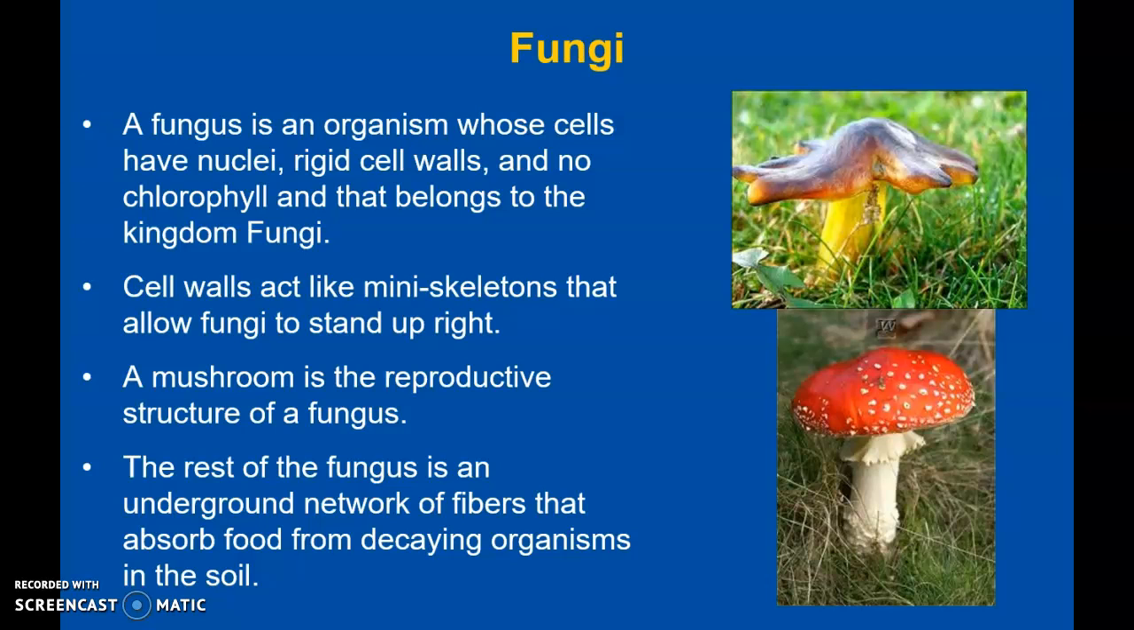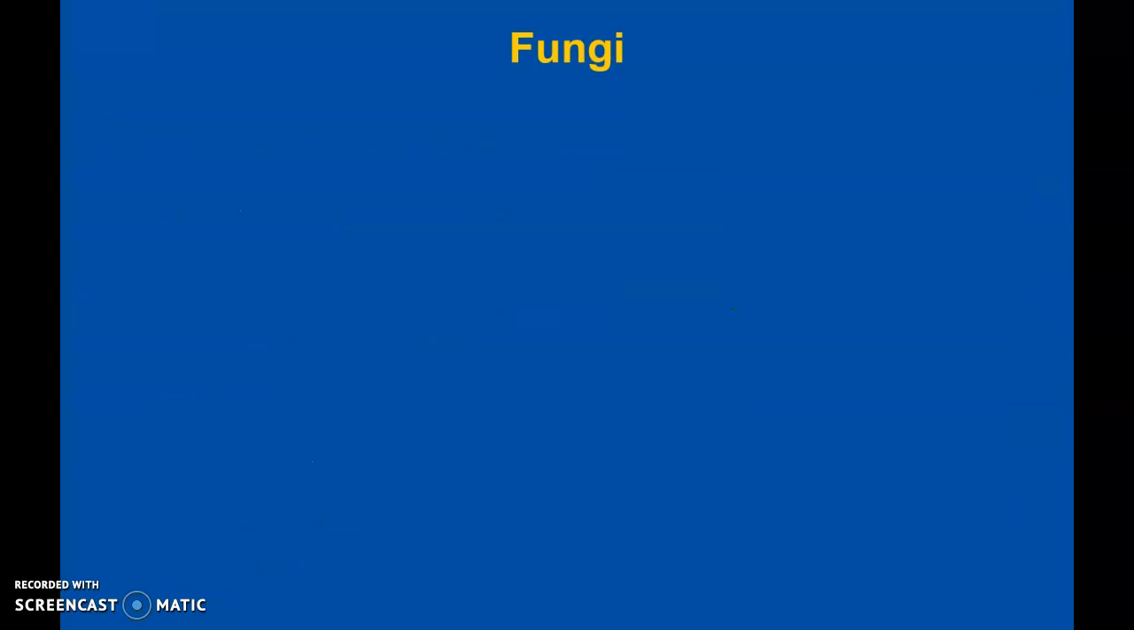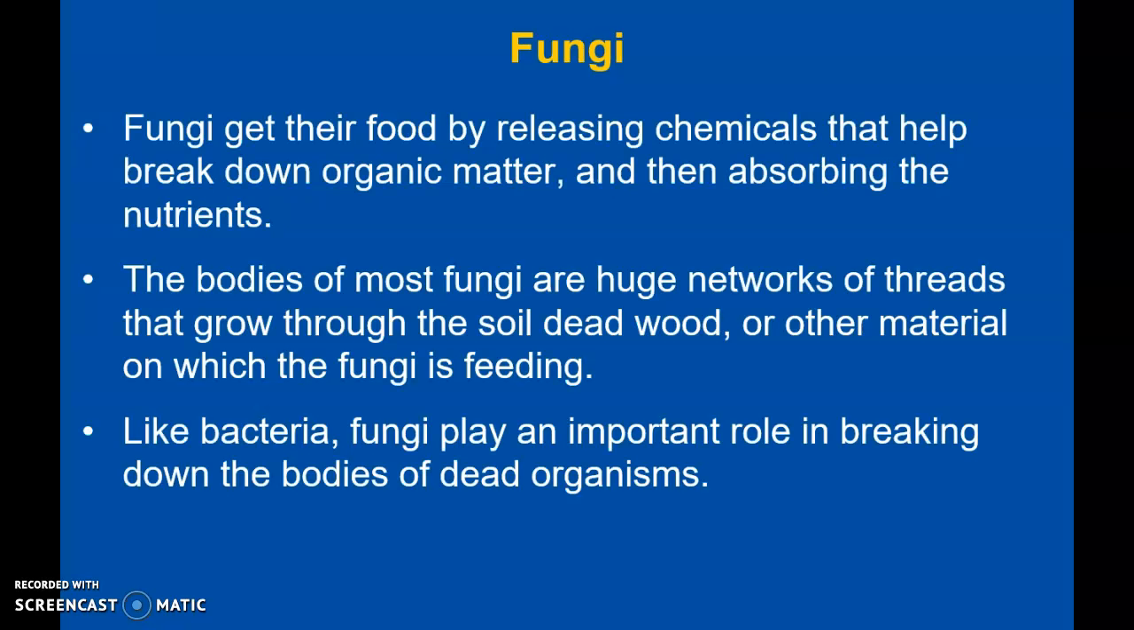So they can take those nutrients from something that's dying or dead and use it to grow. So fungi get their food by releasing chemicals that break down that organic matter. Organic is living. And then they absorb those nutrients. The bodies of the fungi are these networks of threads, and they grow through the soil, through dead wood, through other material, and that's what they feed on.